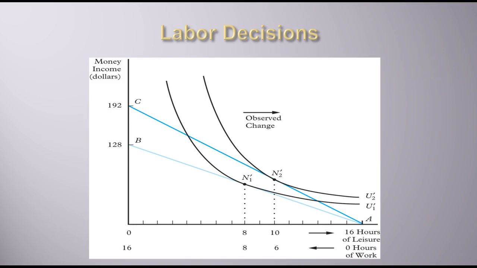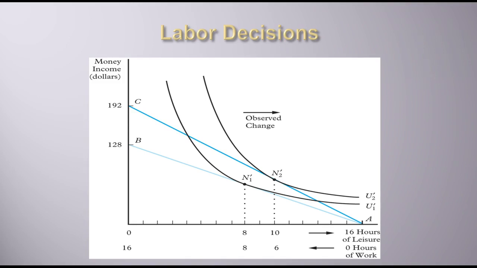So the substitution effect is difficult to observe on its own, because what's going to happen is if you get an increase in your wage, you're not going to be able to really hold your income constant. And the reason why is that, if you get an increase in wage and you work more, your income's going to go up because of that. So it's difficult to observe.